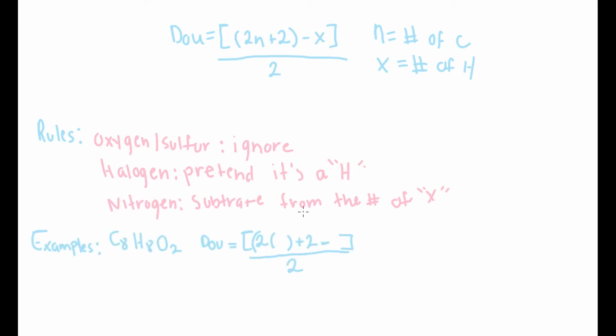Okay, so we have the molecular formula of C8H8O2. So we have 8 carbons, 8 hydrogens, and we ignore the oxygen. So we have 18 minus 8 divided by 2, which gives us 10 over 2, which would be 5. All right, let's do another example.